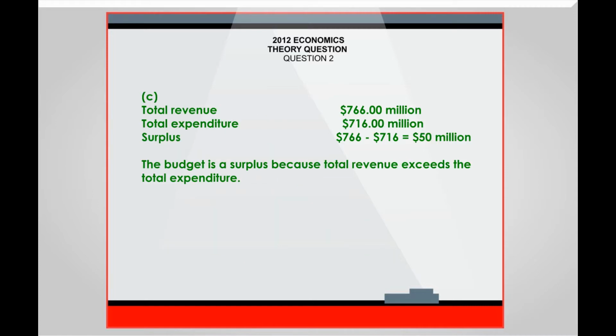Total revenue, $766 million. Total expenditure, $716 million. Surplus, $766 million minus $716 million equals $50 million. The budget is a surplus because total revenue exceeds total expenditure.